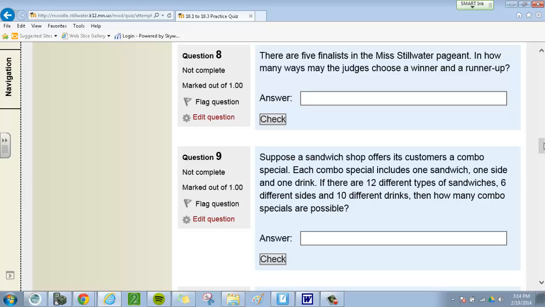Let's move on. Problem number 8. There are 5 finalists in the Miss Stillwater pageant. In how many ways may a judge choose a winner and a runner-up? Now, because there's a winner and a runner-up, order matters. You don't want to be a runner-up. You want to be the winner, right?